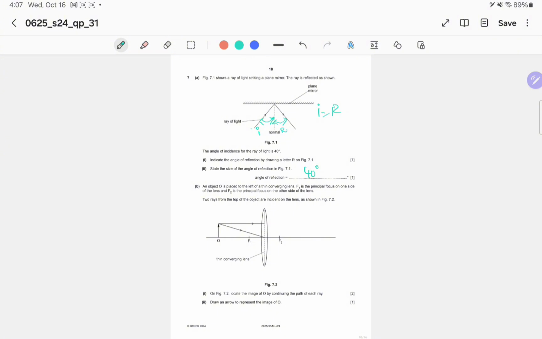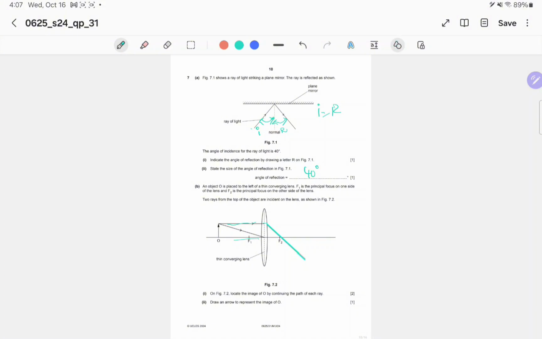So how will you draw the answer? This line is parallel to the principal axis, for one thing. So how will we draw? A line passing through F2, it should be continued from here. From here to the center, then it hits here.